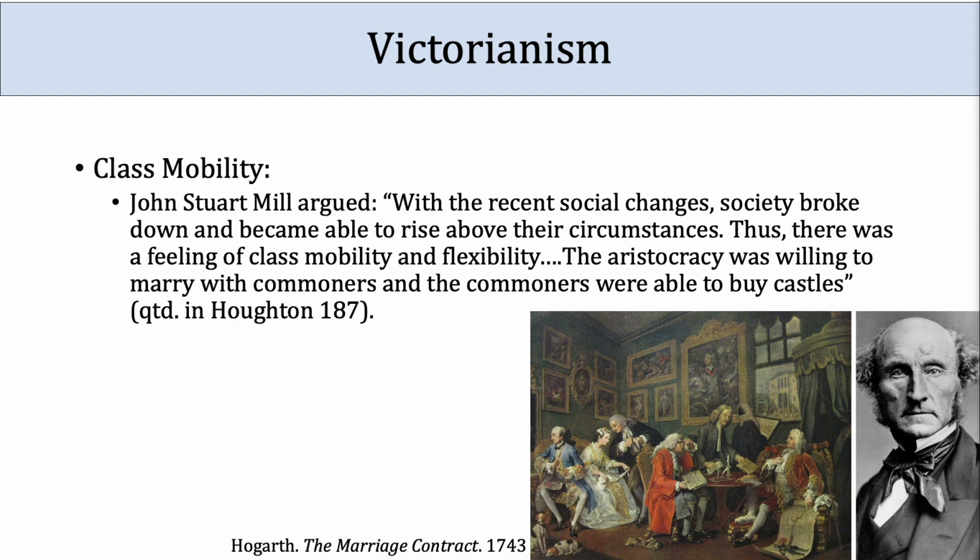He says, with the recent social changes, society broke down and people became able to rise above their circumstances. Thus, there was a feeling of class mobility and flexibility. The aristocracy was willing to marry with commoners, and the commoners were able to buy castles. We see that represented in Hogarth's The Marriage Contract, which we've examined before, where the aristocracy goes to the merchant class for their wealth and resources, and they're willing to mingle with one another, when before that was never even considered. The aristocracy would never mingle with the commoners; they were considered better than them. But now there's a change in social values, a change in ideas.